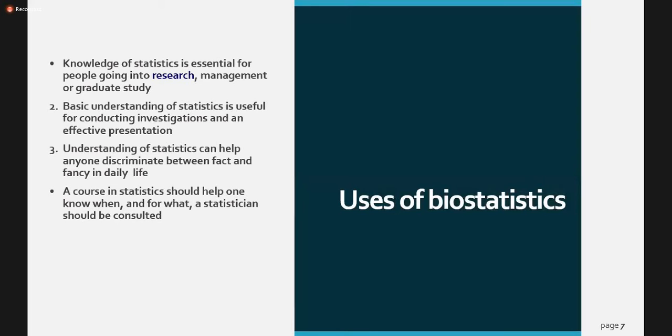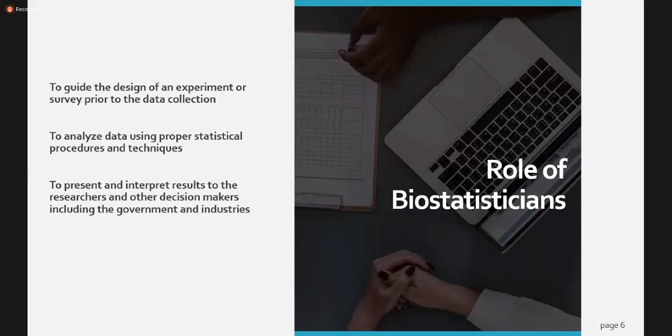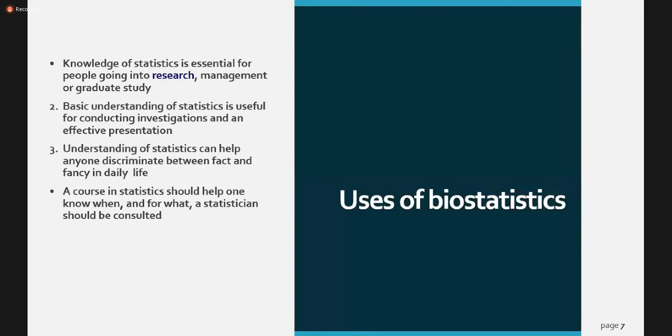So now you can perceive by this slide the role of biostatistician. You can perceive the uses of biostatistics. So the knowledge of statistics is essential for people going into research, management, or graduate studies. Why? Because there are so many things.